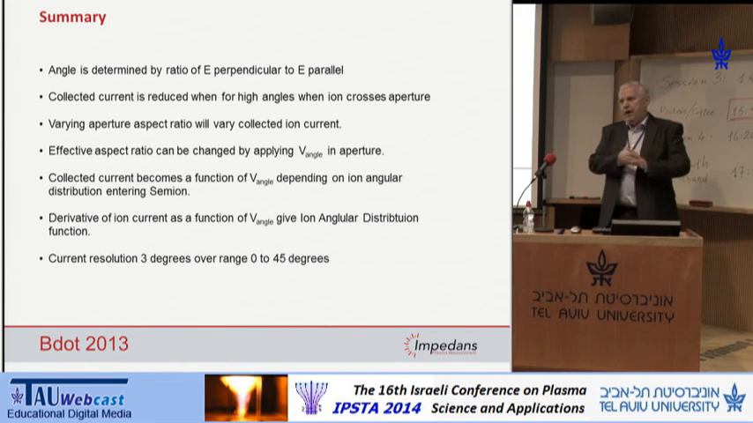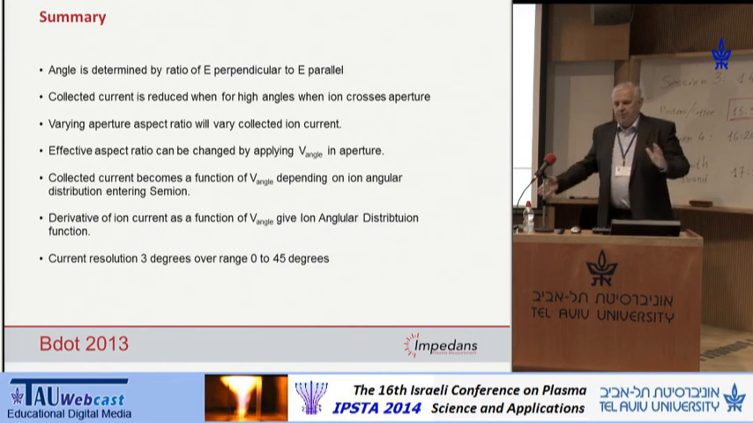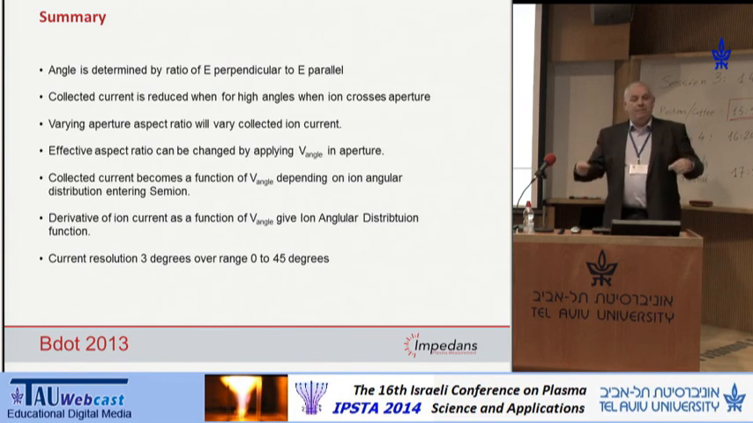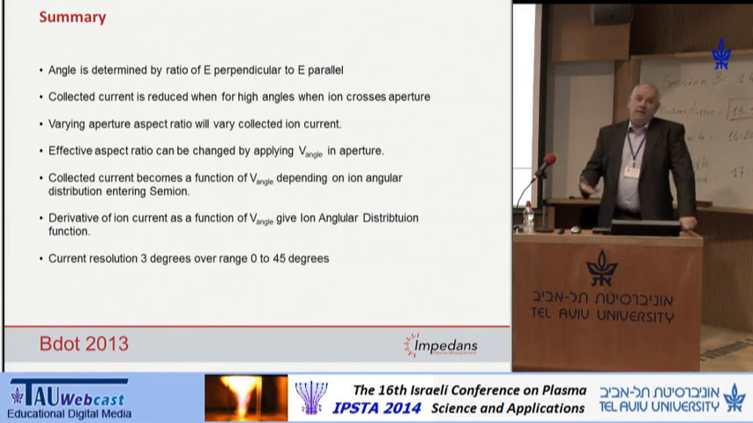If you wanted to do 0 to 45 degrees, that's about 15 or so angles, then you have to have 15 voltages on top of that. So that's about 15 times as long. And so practically that's somewhere between a few seconds and 15 to 20 seconds. That sort of time frame. So it's longer, but it's not impractical.